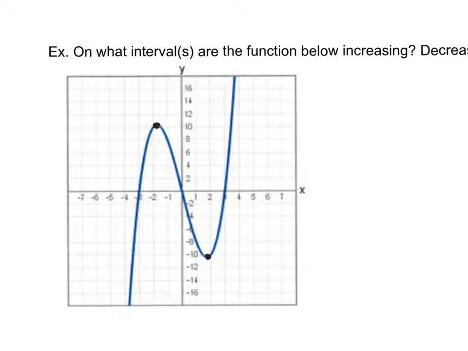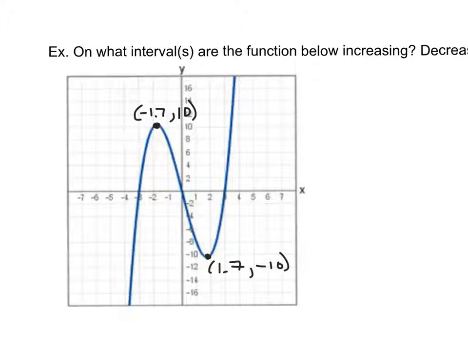Now, it's not an exact point, so I'm going to approximate in this case. I'm going to approximate this minimum to be about negative 1.7, comma 10. And this one down here I'm going to approximate to be 1.7, negative 10. This doesn't necessarily have to be what they are, but we'll just approximate them. And if it's not given to you in your graph, the best you can do is approximate.